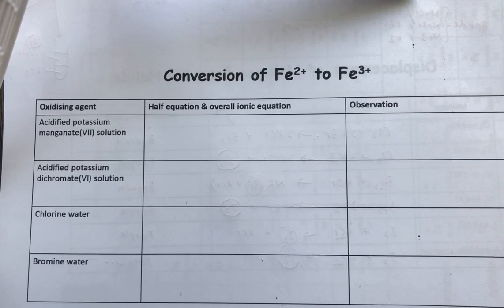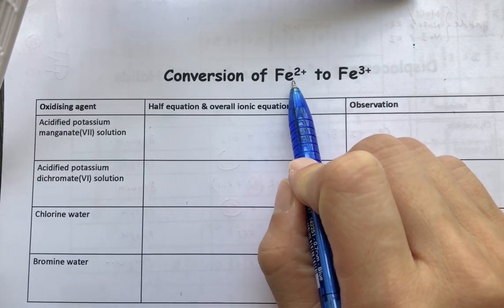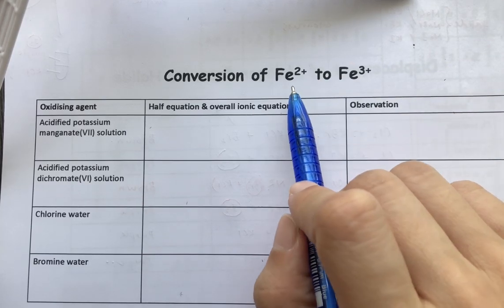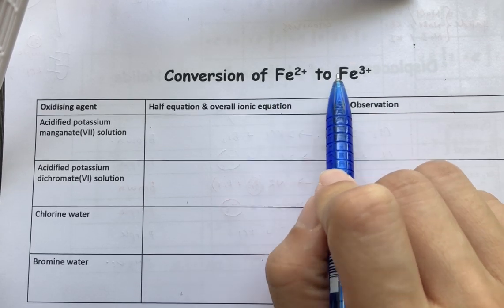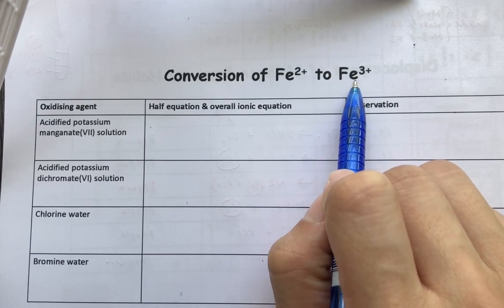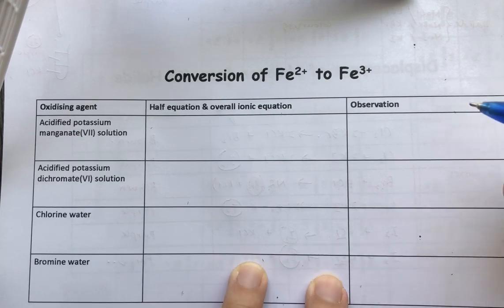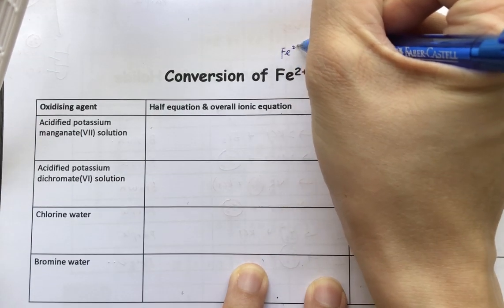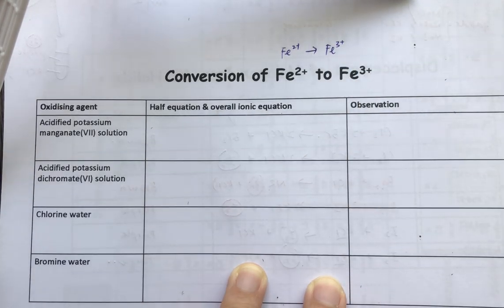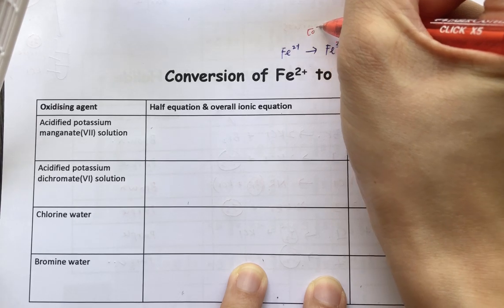Right, so we are now at redox lesson 6 already, and in today's lesson we will also be looking at another example of redox reaction, that is the conversion of iron 2 ion to iron 3 ion. When we look at this conversion, from Fe2+ to Fe3+, there is an increase in oxidation number. So what kind of reaction is this? When I am converting Fe2+ to Fe3+, obviously this reaction is an oxidation reaction.